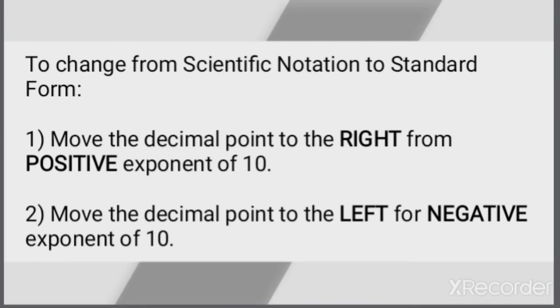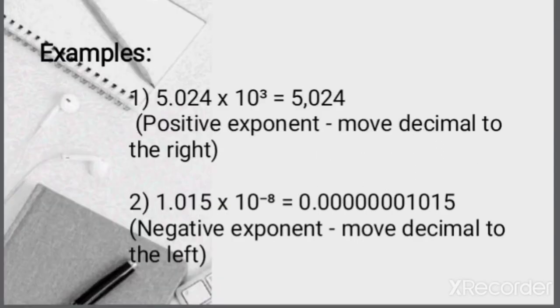To change from scientific notation to standard form, first, move the decimal point to the right for a positive exponent of 10. Move the decimal point to the left for a negative exponent of 10. Examples, we have number 1, 5.024 times 10 to the power of 3. So since our exponent is positive, we move the decimal to the right. So we have 5,024.